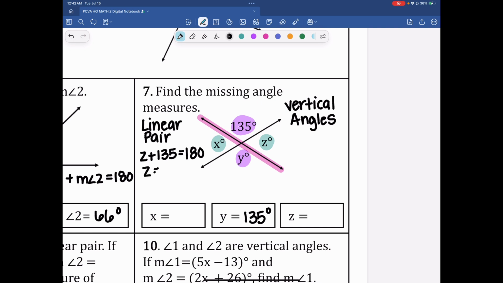And since they're equal to 180 degrees, I can say that x plus 135 equals 180. So therefore, I know that x and z are both equal to 45 degrees because x and z are congruent.